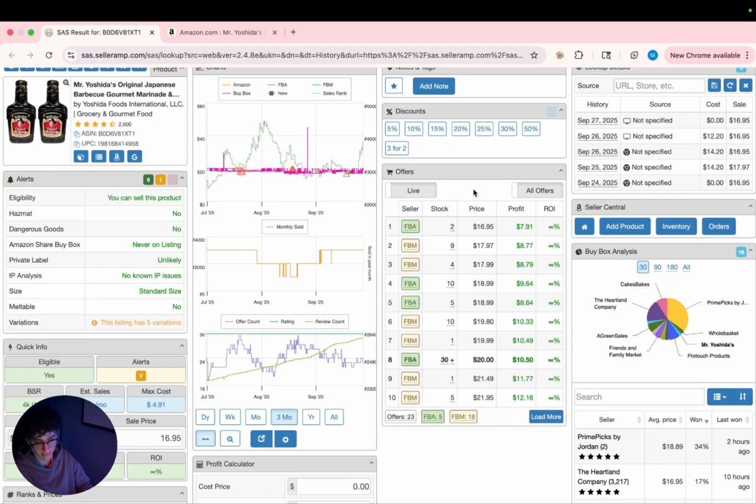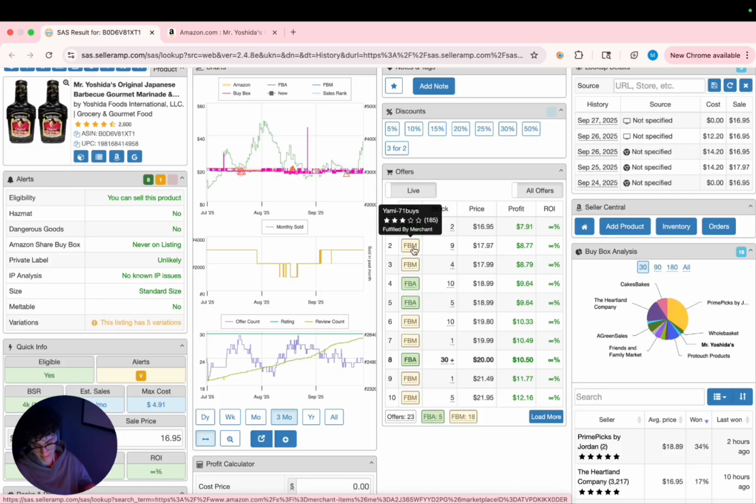Looking at the offers right here, once again, that just means sellers. This is just telling us who is on the listing, what fulfillment types they're doing, and how much they're pricing it at. This also tells us how many reviews they have, who's selling it, and we can even click their stores to see what products are selling.